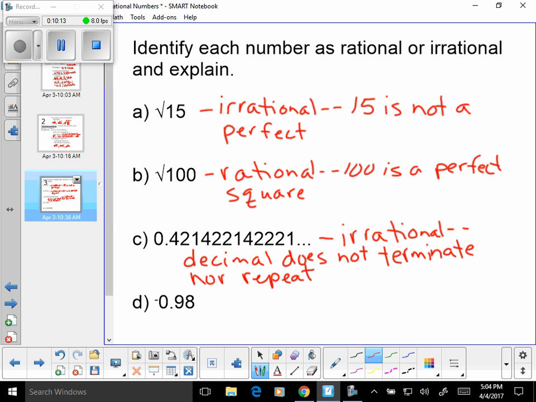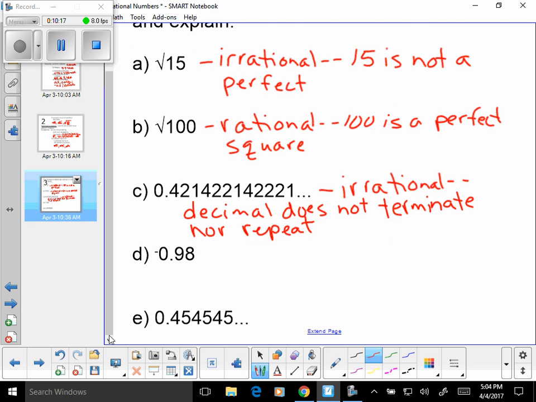Wow, we get to write some long explanations. Yes, we do sometimes. Let's look at D. Stop. Think it over. If you have to, hit pause. Look at your things. Look at your reasons that I gave you for rational, your examples I gave you of irrational. What do you think? Yes, it is rational. And our reason is that it is a terminating decimal.